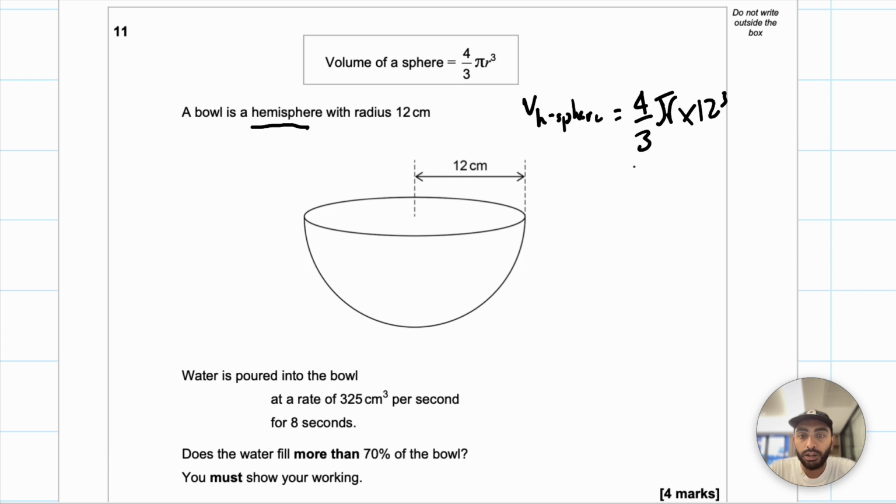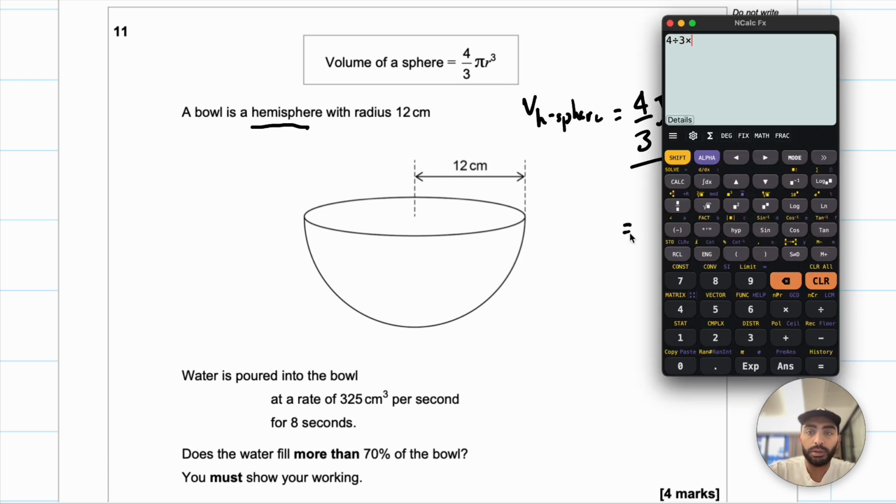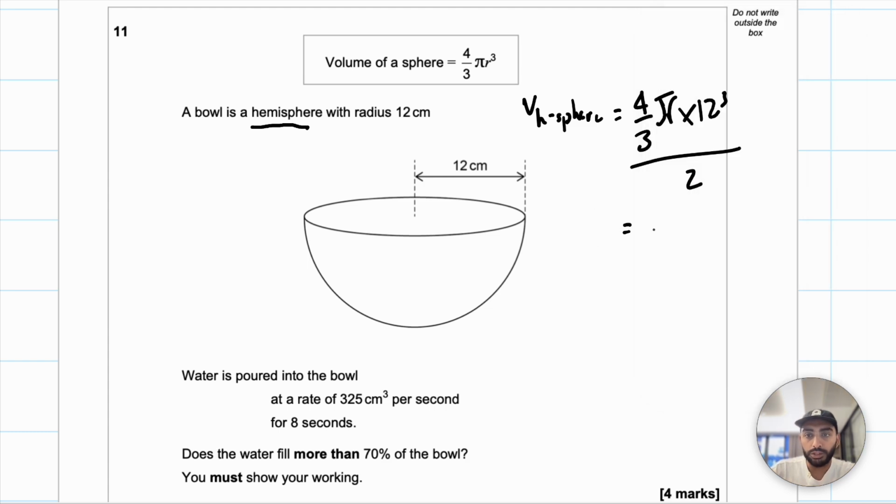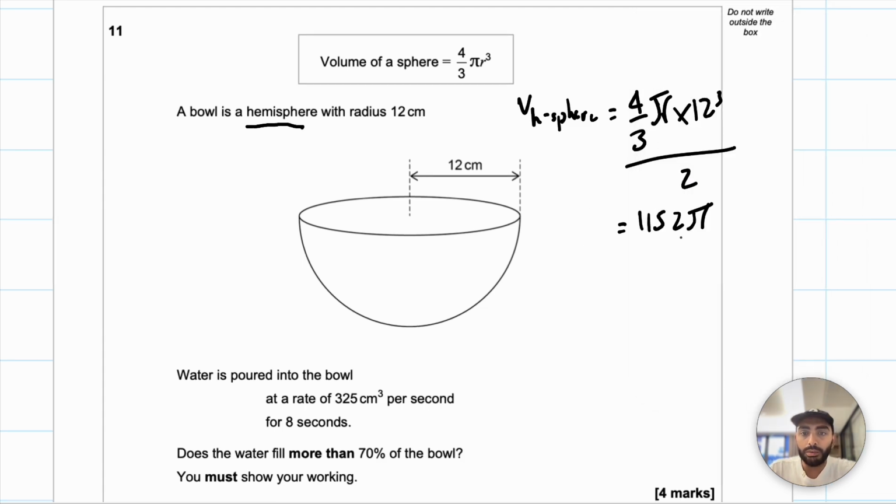And this will be divided by 2 because we've only got half of the sphere. So 4/3 times pi times 12 cubed, and this is being divided by 2. So we get 1152 pi. I'll keep it in terms of pi until later on if we need to change it.